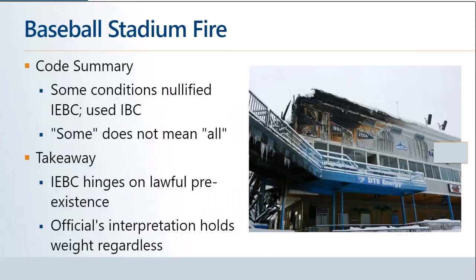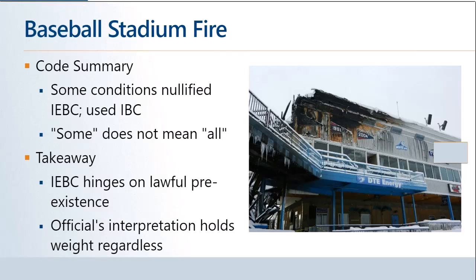So let's summarize this one. Again, some conditions were nullified. We couldn't use the IEBC because we had some things that weren't lawfully pre-existing. And it's also important to recognize that even though some things might not have made the cut, that doesn't mean all of it didn't. So just because the CMU on a few walls wasn't up to snuff, it doesn't mean we now have to upgrade the entire building. You can localize those components.